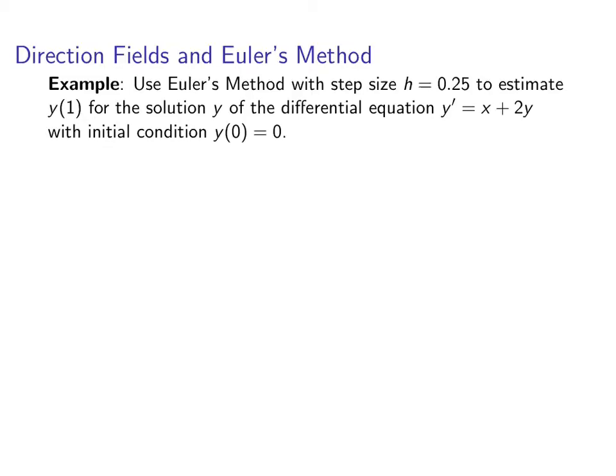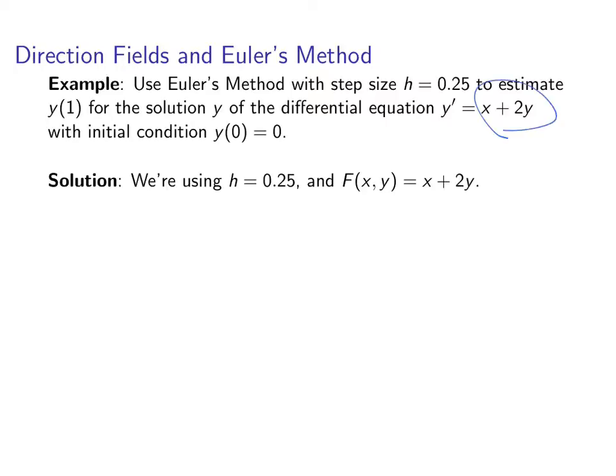Hello, calculus fans! Let's try to use Euler's method with step size h equals 0.25 to estimate y of 1. So we're estimating that where y is the solution of the differential equation y prime equals x plus 2y, and our initial condition is y of 0 is equal to 0. We're using h equals 0.25, that's our step size, and f of x comma y is just going to be the right-hand side of our differential equation.